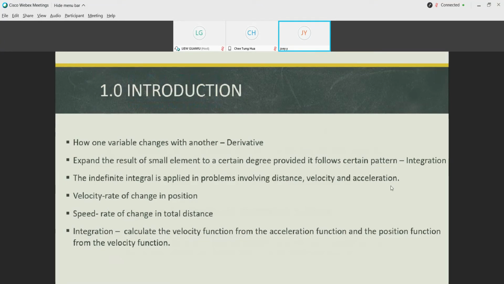Velocity is the rate of change in position, while the speed is the rate of change in total distance. By using integration, we can calculate the velocity function from the acceleration function and the position function from the velocity function. That's all for my part.